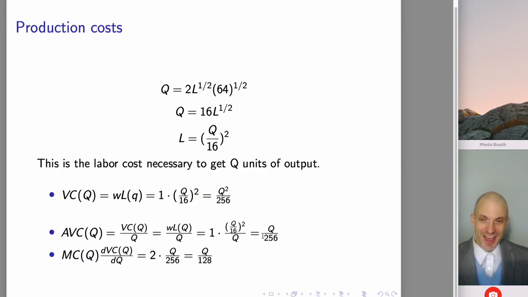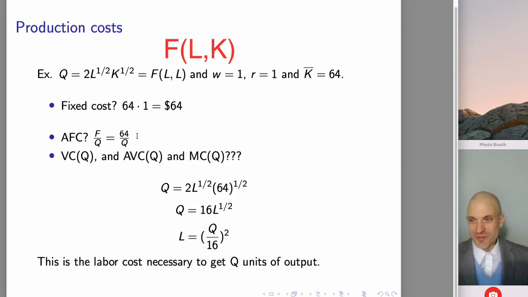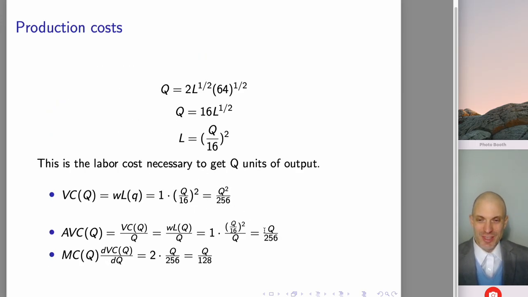If I add that Q over 256 to my 64 over Q, that will give me my average total cost. And then to get marginal cost, I can take the derivative of variable cost with respect to Q. That's going to be 2Q over 256, or Q over 128. Sure enough, marginal cost as a function of quantity is going to cross average variable cost from below at its minimum. Here, they're going to share a point, and that's going to be the origin where Q is 0.